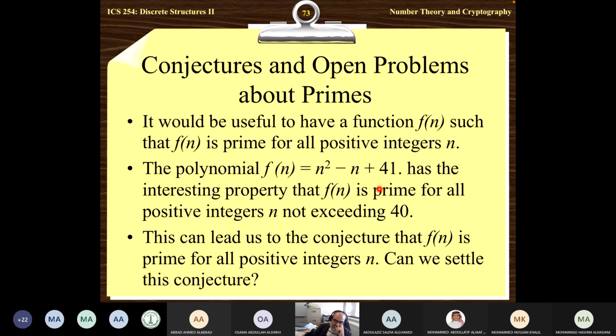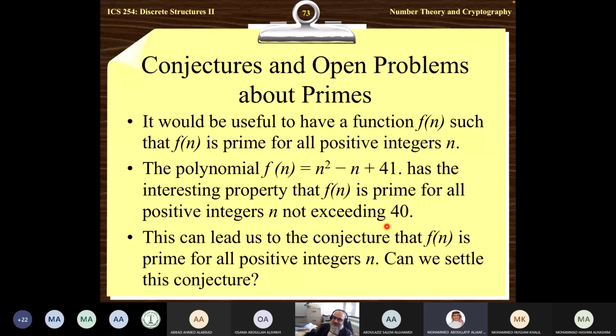Is this conjecture correct? No. Why not? Yes Osama, because not exceeding 40. Yes. See, there is a hint in not exceeding 40. It says that it is prime for all positive integers not exceeding 40. So it worked for 40 numbers. Okay, so which one do you think will break this rule?